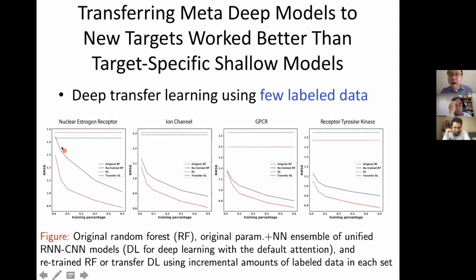Training a shallow model exclusively just for that protein target, or start with a meta deep learning model trained without the target class, and then gradually transfer it to the target. So let's see which one works better. As you can see, as you move from left to right, you're gradually adding more and more labeled data for the new drug targets classes. And you can see that actually the deep learning model is much better than the shallow model.